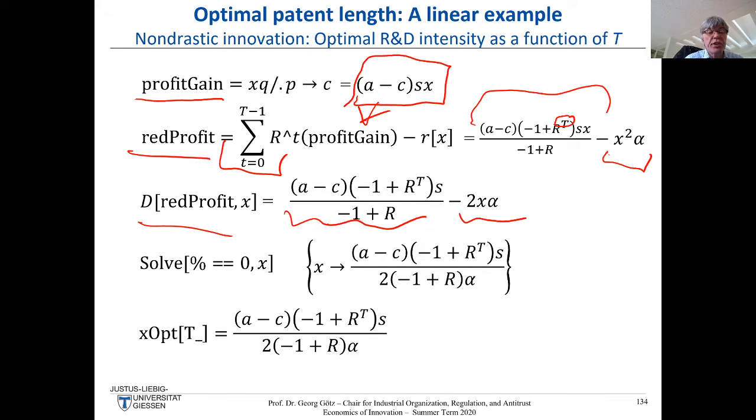In the optimum it has to be equal, and that's a nice thing about the linear approach. You can solve it analytically, and here you get this value for x, your optimal R&D expenditure, your optimal cost reduction x, as a function of the parameters.